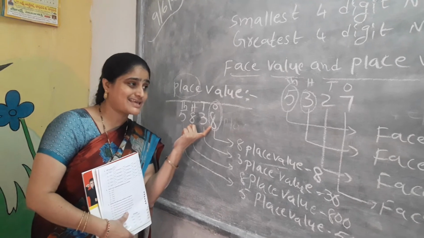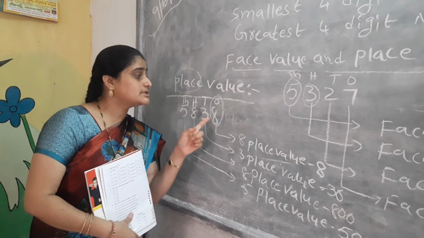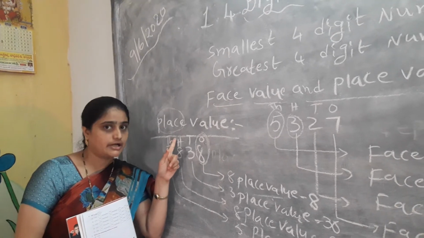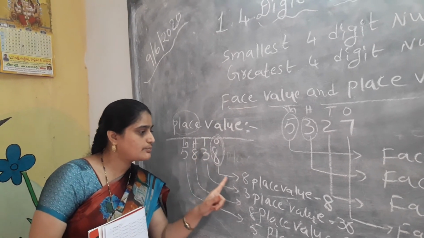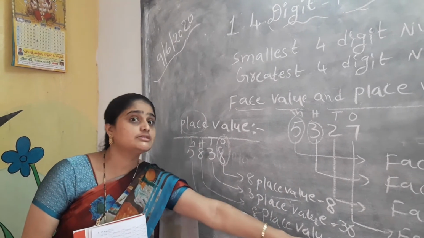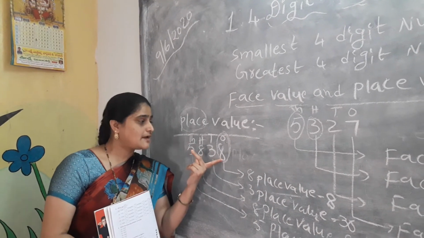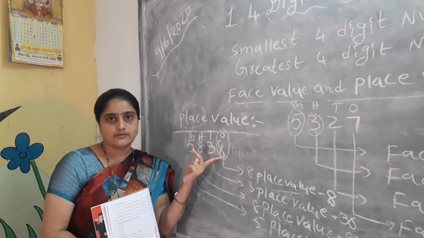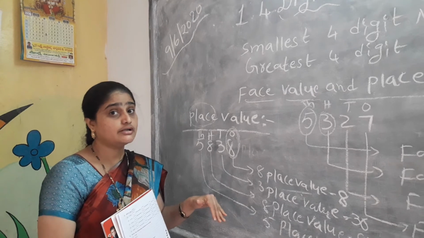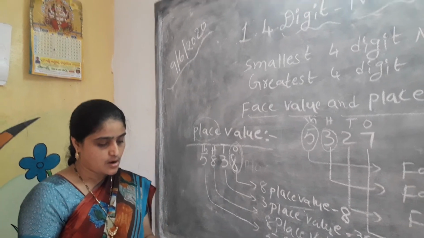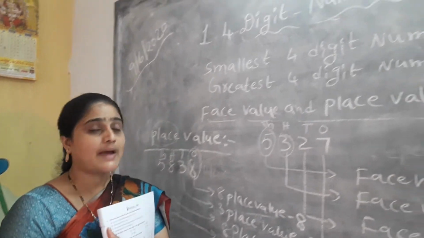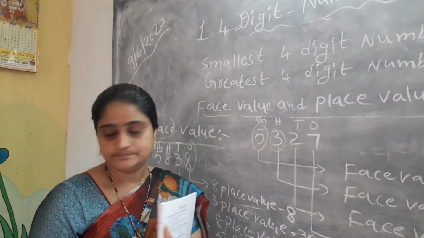See, here 8 is there and here also 8 is there. But is the place value the same? No. Why? Because this 8 is in the ones place and this 8 is in the hundreds place. That's why this 8 has place value 8 only and this 8 has place value 800. But the face values of both are equal, the same. But the place value is changed. Do you understand? Okay. Now I want to explain expanded form and short form.